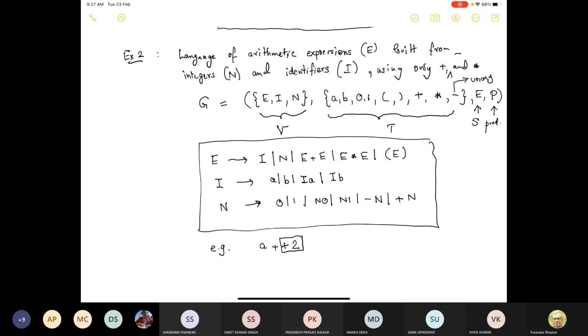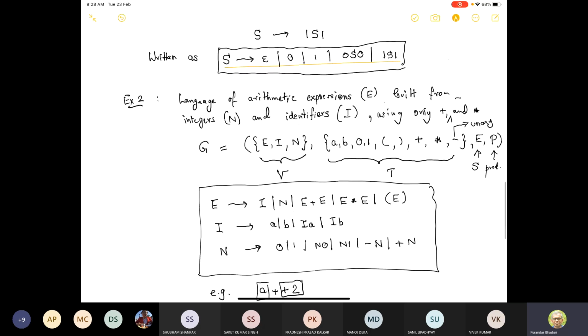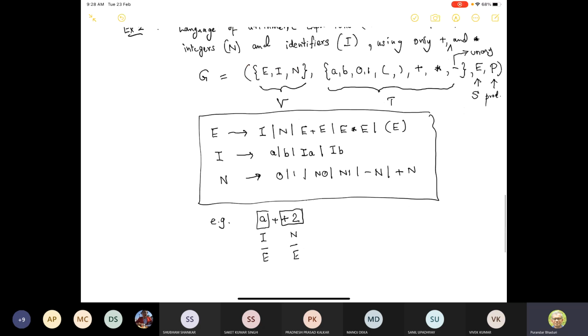So this is an identifier. And plus 2 belongs to n, right? And any identifier is also an expression, and n is also an expression. So ultimately you get e plus e, right? Which is an expression.